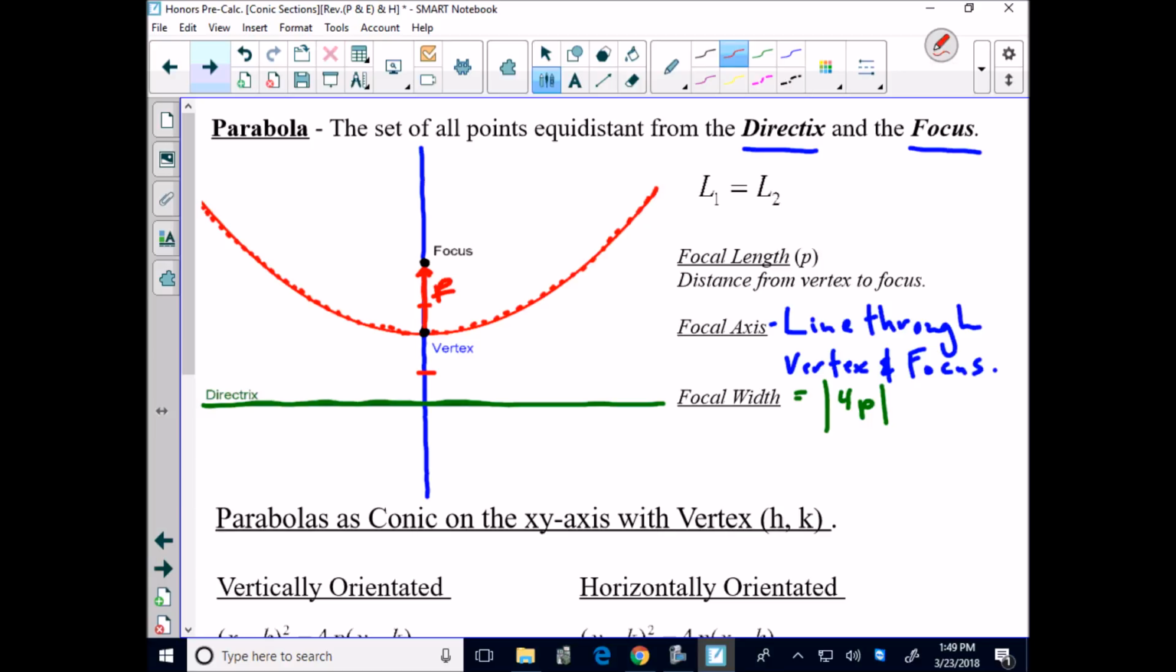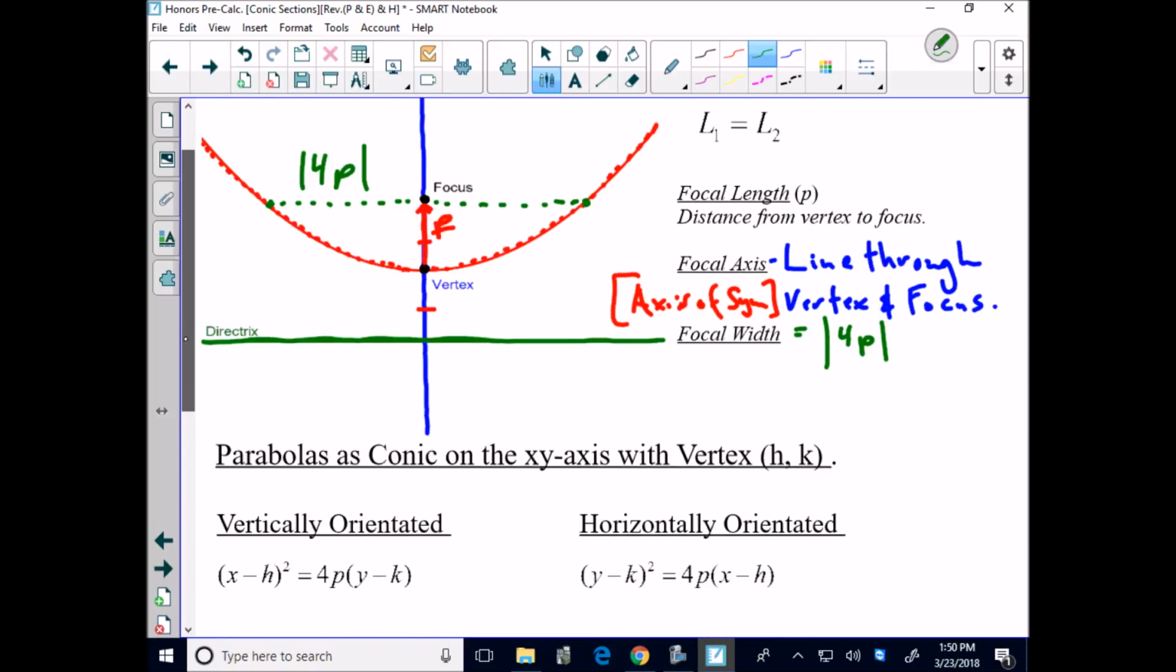We say that the focal axis is the line through the vertex and the focus. We can also think about this as the axis of symmetry. And we say that the focal width is the width of the parabola through the focus, and that would be this length right here. And because this is a length that is not necessarily defined going from one point to another, we're going to say that this length is always positive, right?